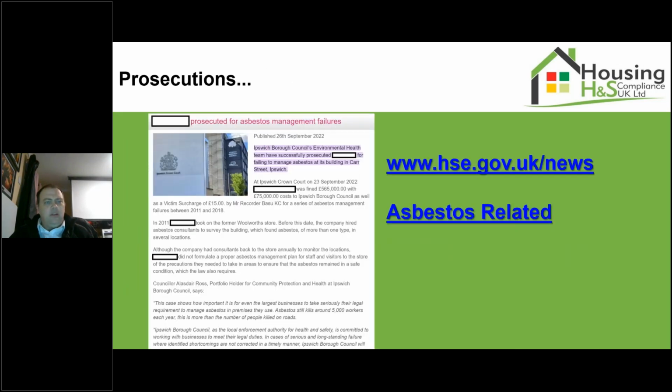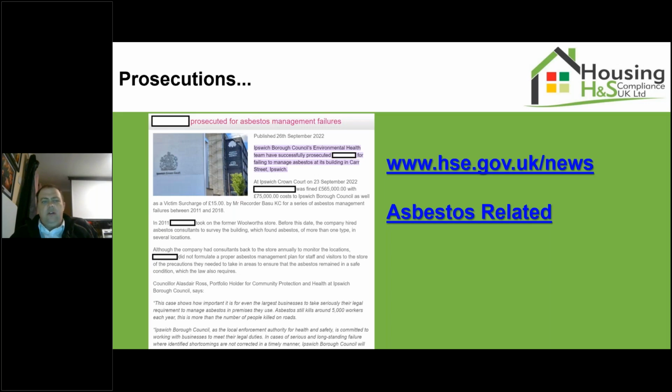And interestingly, it wasn't actually brought as a prosecution by the Health and Safety Executive because it was a retail client. So this is a retail client who was prosecuted by a local authority environmental health department for asbestos management failings.